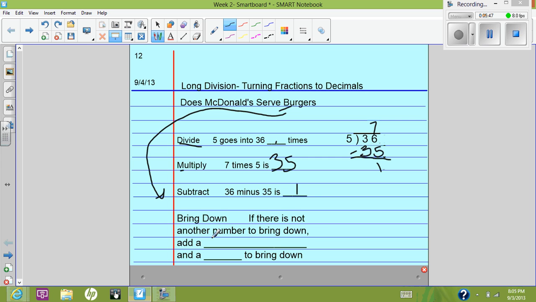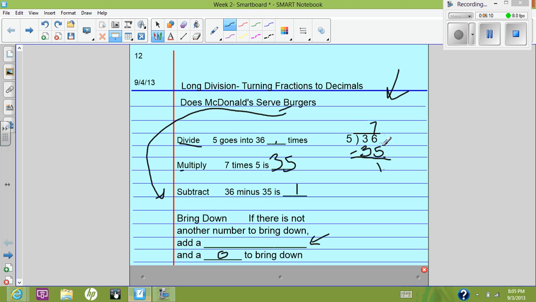Bring down. If there is not another number to bring down, you need to add a decimal point. Please write that at this blank. A decimal point and a 0 to bring down. So if we go over here to our problem, we don't have any numbers to bring down, but we certainly haven't finished our problem because we still have a leftover 1 here.